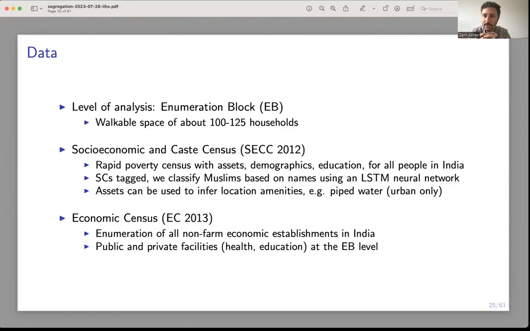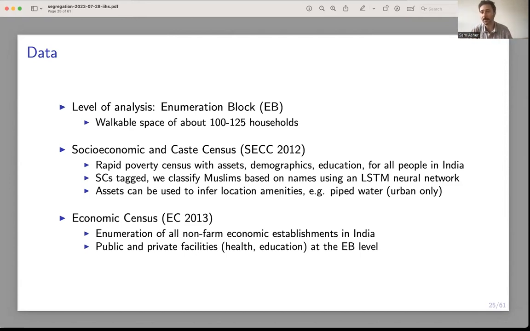And what we realized is that both the Socioeconomic and Caste Census of 2012, which we had been scraping for a long time when the PDFs were posted online, and the Economic Census of 2013 both used the same enumeration block identifiers. They were both based on the Population Census of 2011. And so we were able to put them together to describe both who lives in a given neighborhood and the public facilities of that neighborhood.